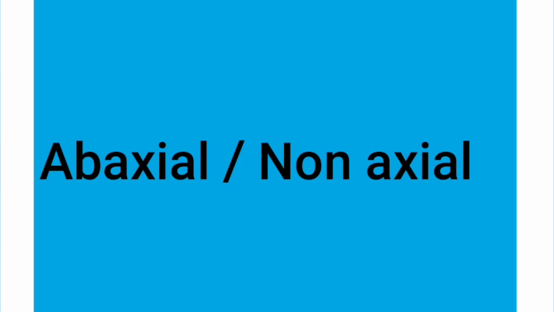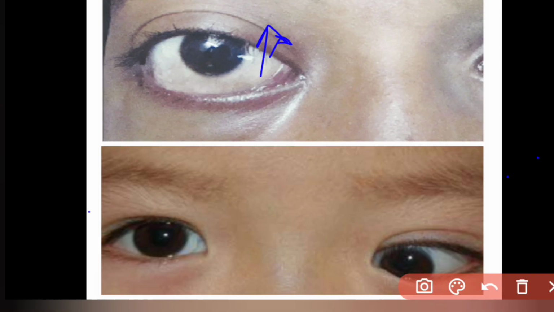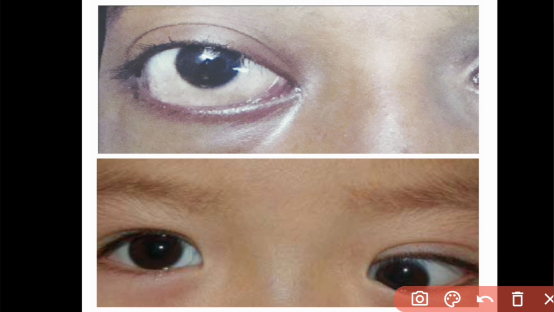So abaxial or non-axial, as I told, here the eyeball is not just pushed forward, but it is pushed in different directions also. Here the eyeball is pushed in an upward direction along with the forward displacement. Here there is downward displacement of the eyeball. So whenever we talk about abaxial or non-axial proptosis, we mean the eyeball is displaced in different directions.